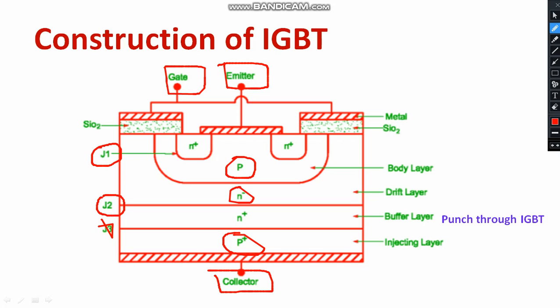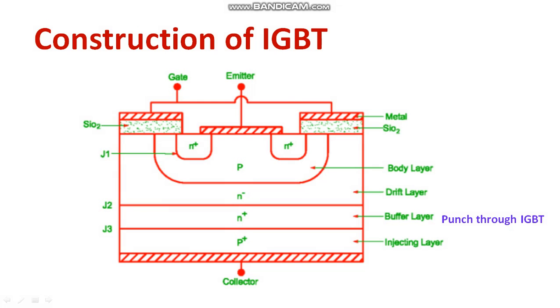The speciality of the drift layer is that it increases the voltage and current handling capability. In between the drift layer and injecting layer you can see a buffer layer. Why is the buffer layer required? There are two types of IGBT based on the buffer layer. Few IGBTs don't have a buffer layer; such IGBTs are known as non-punch through IGBT. Many IGBTs have a buffer layer, so we call them punch through IGBT. So this is the basic construction of IGBT.